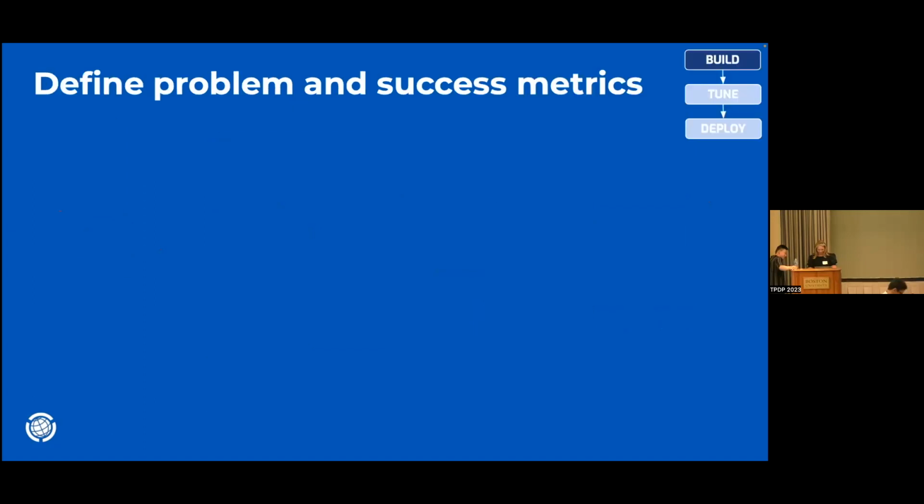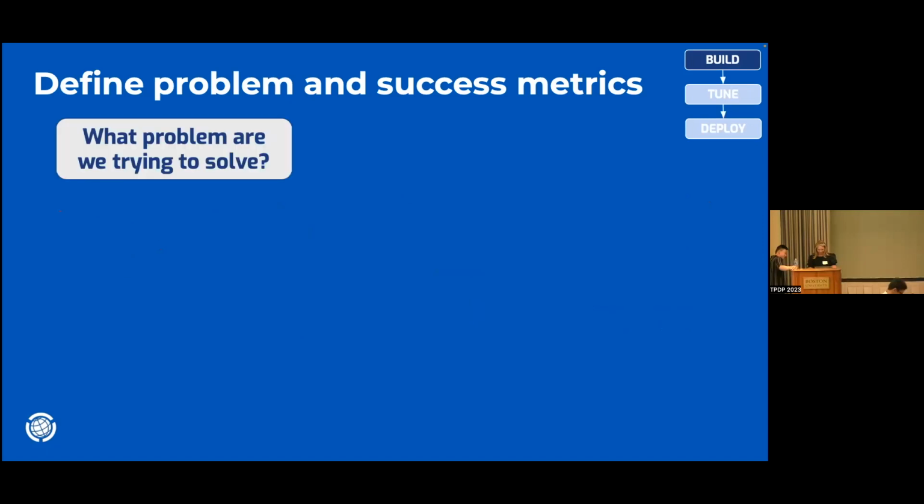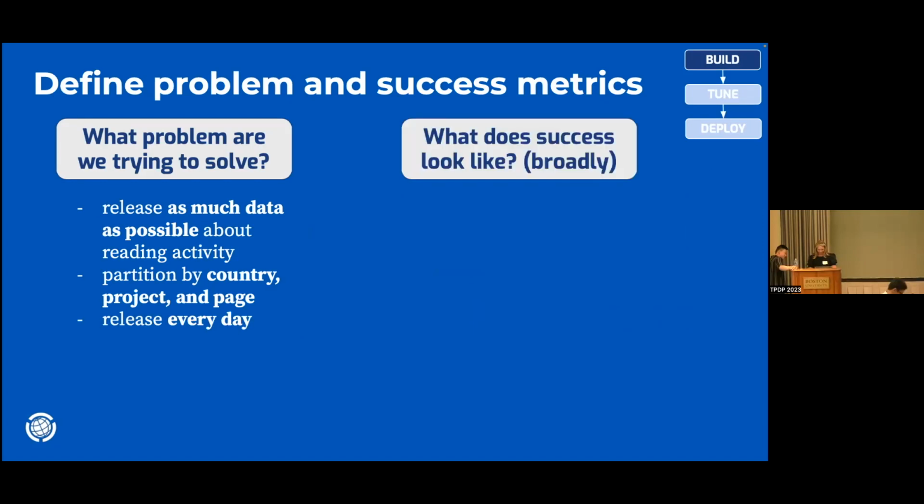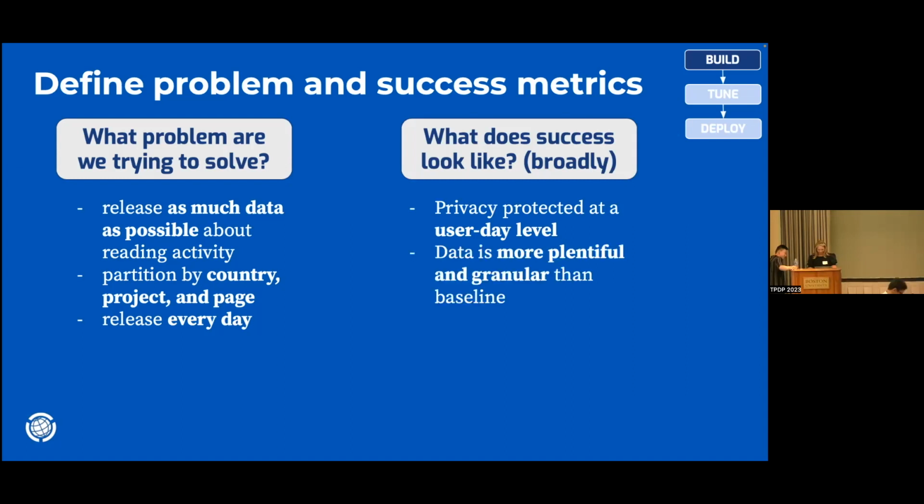So let's define the problem and some success metrics. Broadly speaking, the problem we're trying to solve is that we want to release as much data as possible about reading activity. We want to partition it by project and page, and we want to release it every single day. And as far as success, broadly speaking, we're going to get into more specifics later. It looks like we want privacy to be protected at a user day level. We want the data to be better than a baseline, right? More plentiful and more granular. And importantly, we want the output to be equitable and trustworthy for consumers.